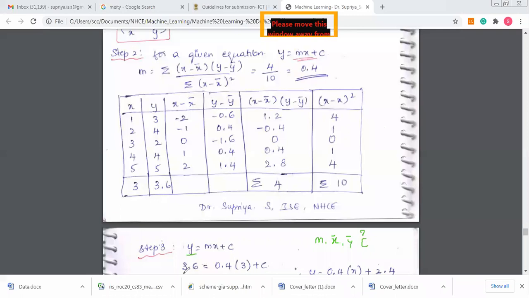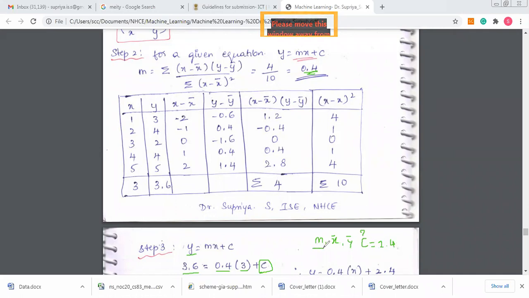So what I'll do here is substitute y bar is 3.6. The m value that I got here is 0.4, and the x bar value is 3. So I will get the c value here. Let me know what the c value is now. I have substituted in the equation: 3.6 is equal to 0.4 into 3 plus c. I cannot use the table values right now, that's why I'm using the x mean and the y mean value. C value is 2.4. So now I have trained my system.